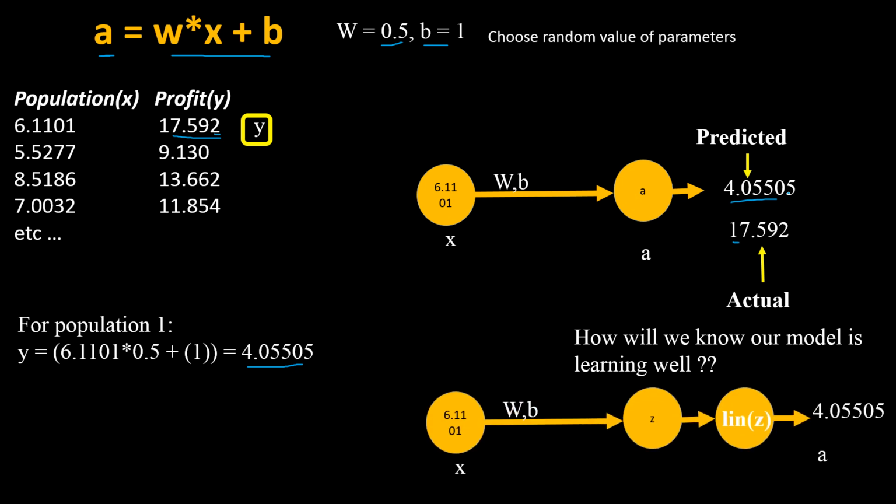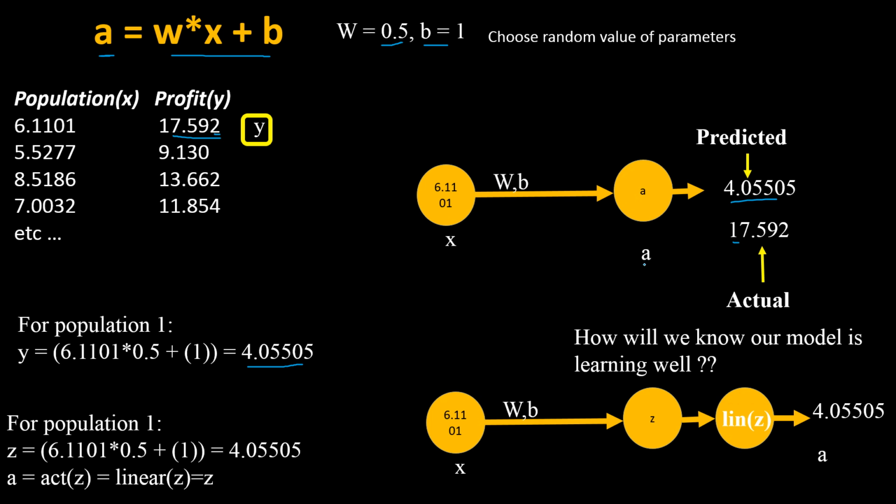But one thing I wanted to discuss here, in neural network terms, is that given input x and weight parameters, we have one more step in between before we compute a. That is the z step. So z is x times w plus b, and on top of z we apply some activation function. In the case of linear regression we apply a linear activation function, so a is just linear of z, which is z. So a is simply z.